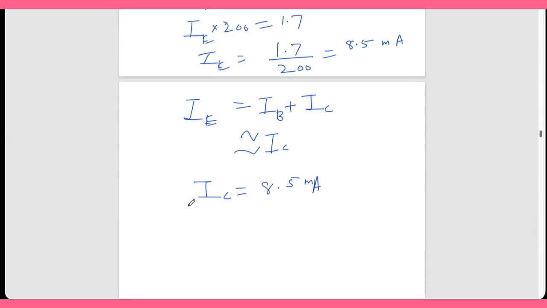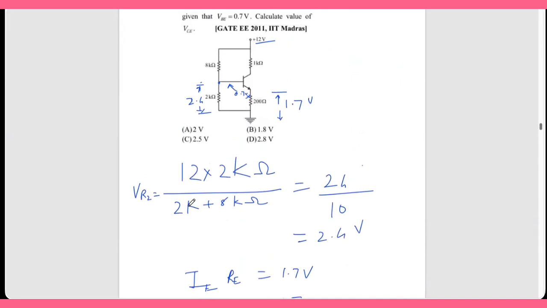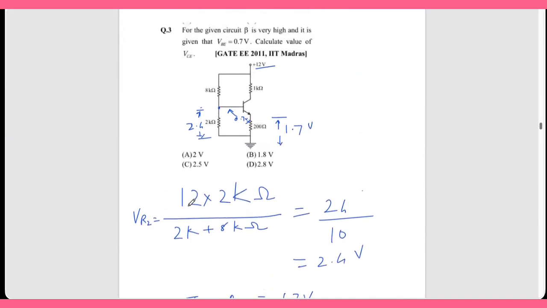So now we have to find VCE. How will you find VCE? VCE is actually this voltage. This voltage is VCE. So VC minus VE, sir. VC minus VE. Okay.